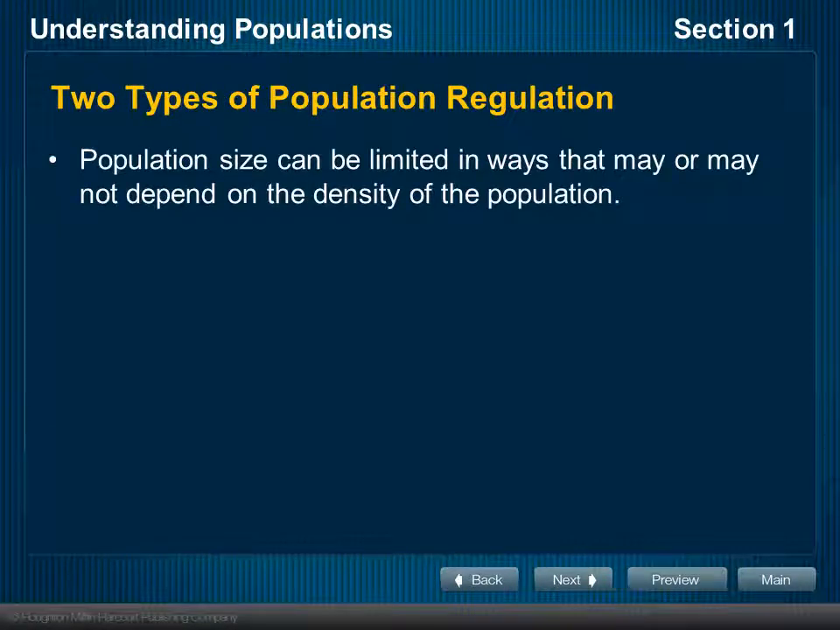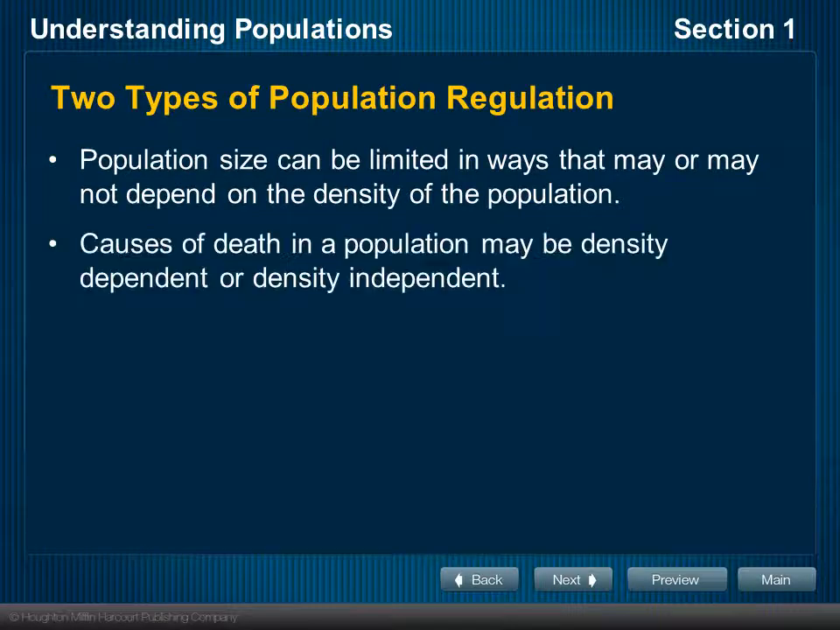And there can be what we call population regulation. Population size can be limited, and that can actually have some connection to the density of the population, or maybe not have a connection to the density of the population. And remember, we're limiting population. The most important limit is causes of death, and the causes of death could be density dependent or density independent.